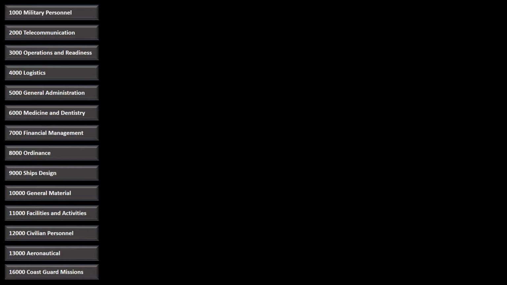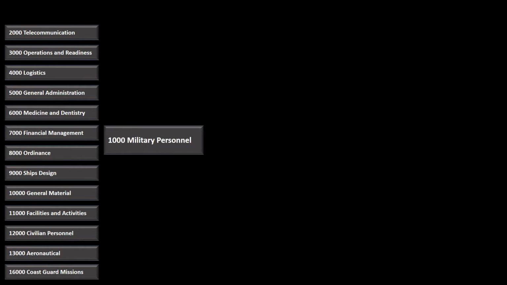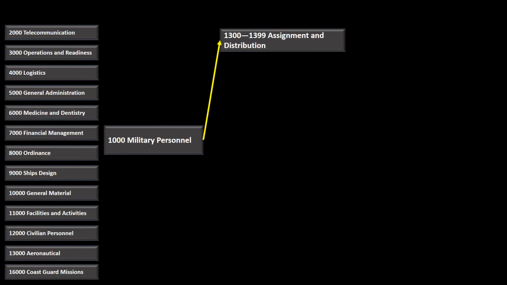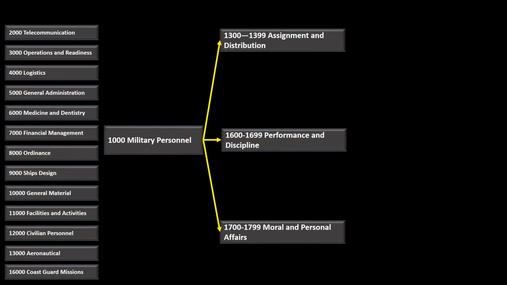The next thing I want to do is start talking about some of the primary numbers in these 3 groups we talked about in the 1,000, 5,000, and 6,000 series. Starting with the 1,000 series, military personnel, some of the primary numbers worth knowing might be the 1,300 to 1,399, assignment and distribution. The 1,600, performance and discipline. 1,700, morale and personal affairs.